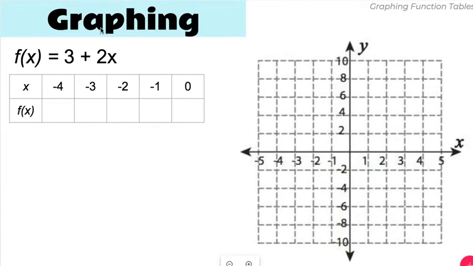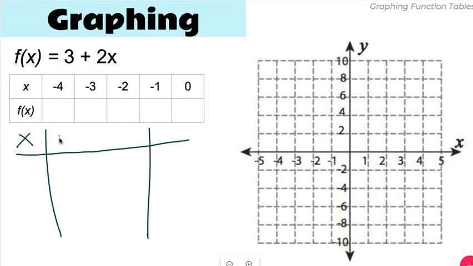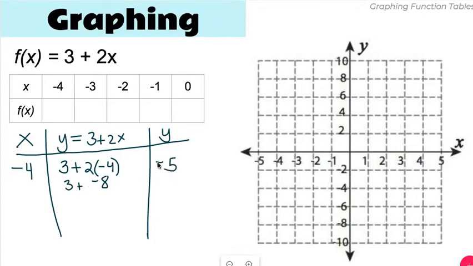Okay, the next one. 3 plus 2x is our equation. This one's actually pretty easy. So we have y equals 3 plus 2x. Now what I want you to do is I'll start this with you. We'll do the first one together, and you'll do the rest on your own. So I have 3 plus 2 times negative 4. Don't forget your order of operations. Multiply first. 3 plus negative 8 is negative 5.